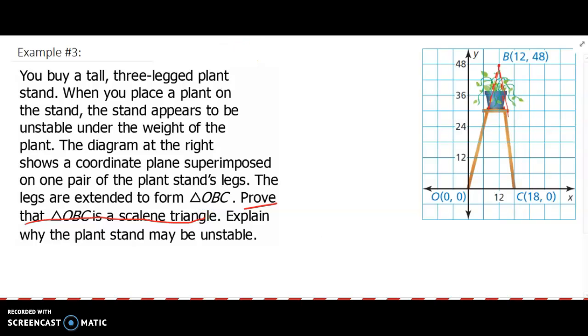Okay? So this isn't going to be too hard. So to prove that it's scalene, well, first you have to know that scalene means that we have 3 sides that have 0 congruent. So all 3 sides are different lengths. Well, OC is from 18, 0 to 0, 0, which is just 18. Okay, so we have OC equals 18.